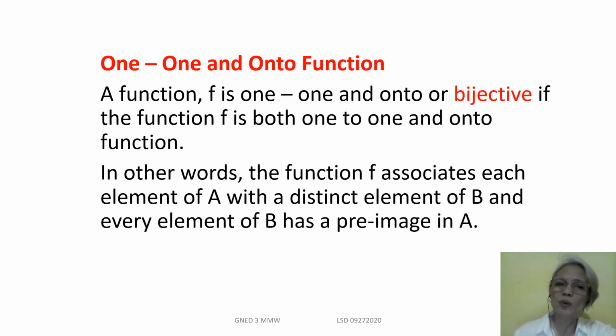So, what about one-to-one and onto? Okay, which we call a bijective function. A function which is bijective is both one-to-one and onto. So, this is the best relationship to describe a romantic relationship. Dapat faithful. One boyfriend, one girlfriend. One at a time. Okay? So, that's a bijective function.